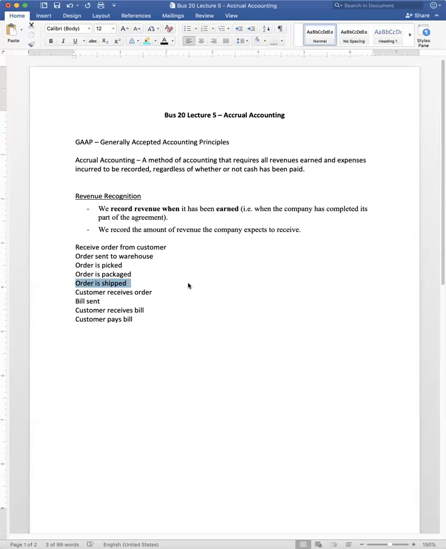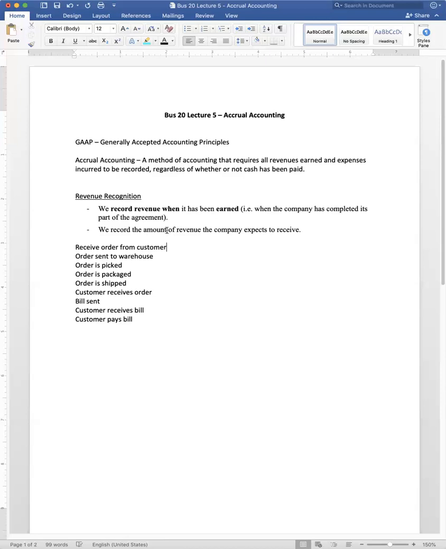And of course, since the customer hasn't paid yet, we will still record the revenue, but it will be accounts receivable. So this is what happens with revenue recognition, right? We figure out when the company's done their part and we record that revenue then, even if the customer hasn't paid yet.